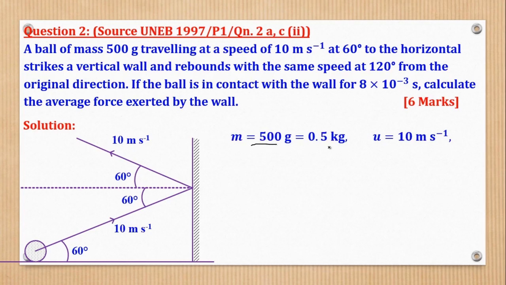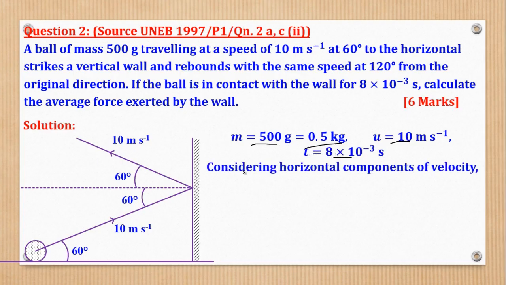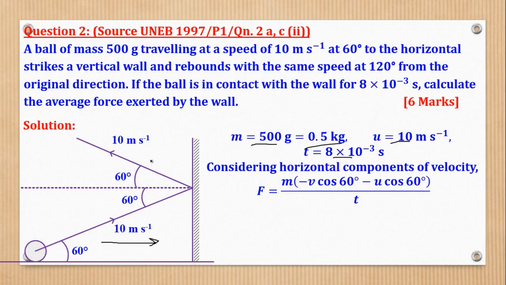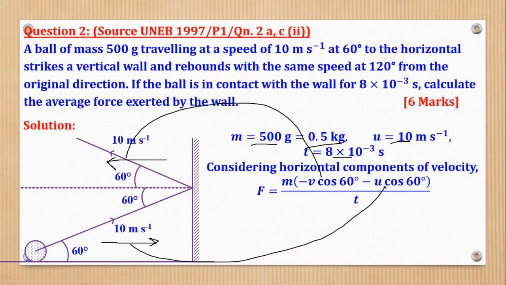So mass was 500 grams, convert to kilograms, and u was 10. Time was that. Therefore, you come and say, considering horizontal components of velocity. So horizontally, initially it is going in this direction, and after it goes in this direction. That means that velocity to the right will be positive and velocity to the left will be negative. So this is the final velocity, it will be negative. This is the initial velocity, it will be positive.